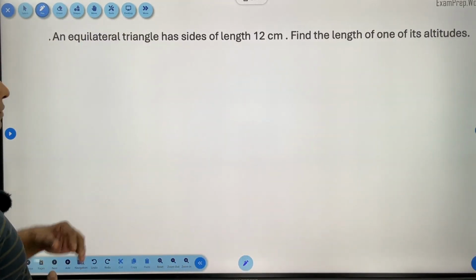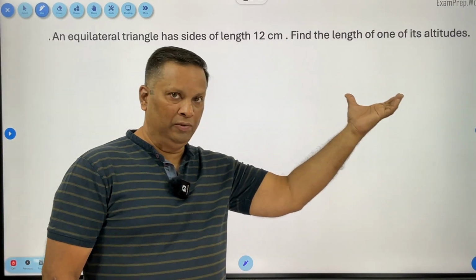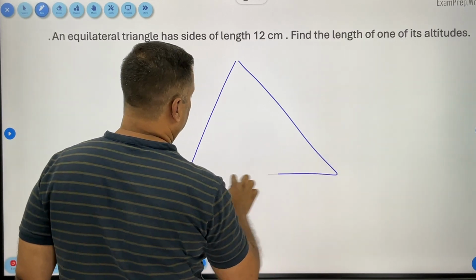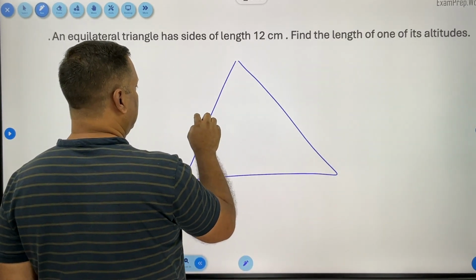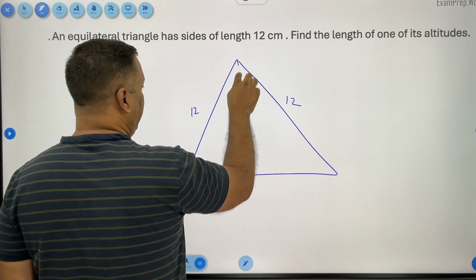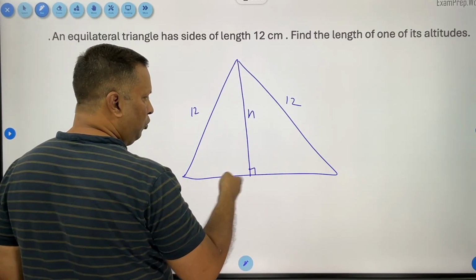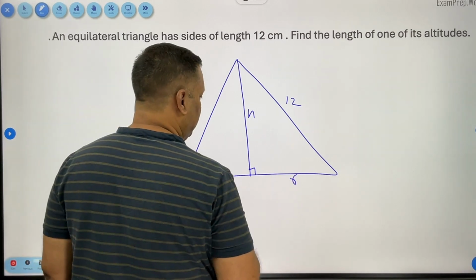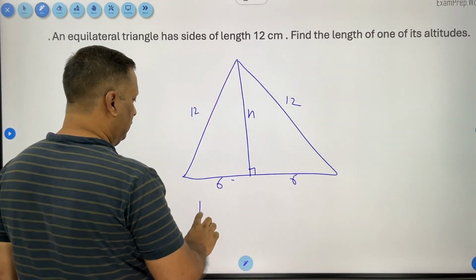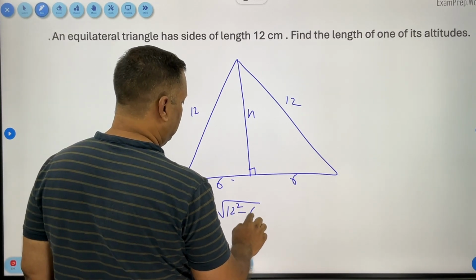An equilateral triangle, very interesting question, has a length of 12 centimeters. You have to find the length of altitude. Okay. All sides are equal. So it is 12, 12, and we have to find this height. So this will bisect the base into 6, 6, right? So this is a right angle triangle. Hypotenuse is 12.